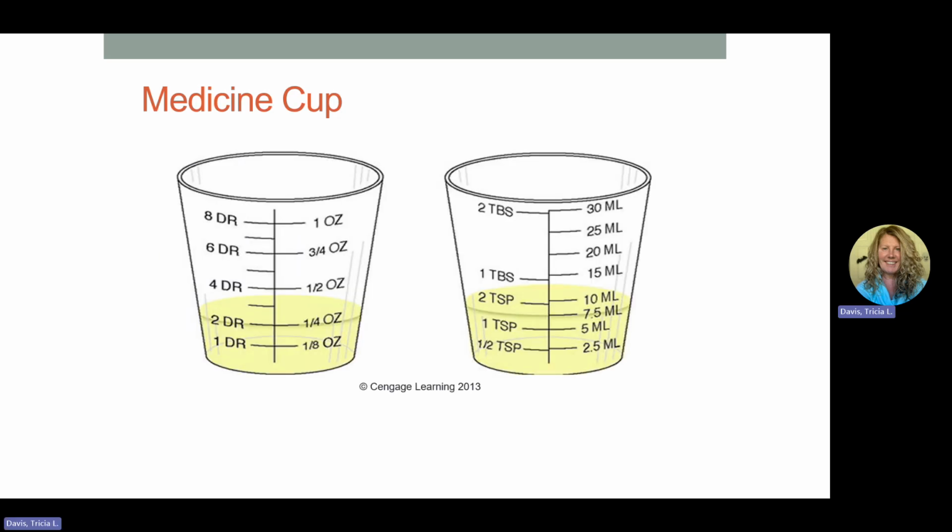So this is a picture of a medicine cup that we use in practice almost every day. You'll see on the one side, on the left there, it does show you drams. We don't really recognize drams anymore, so we do our ounces, our tablespoons, teaspoons, and our mLs.